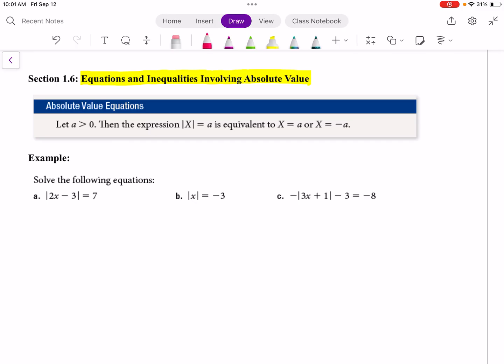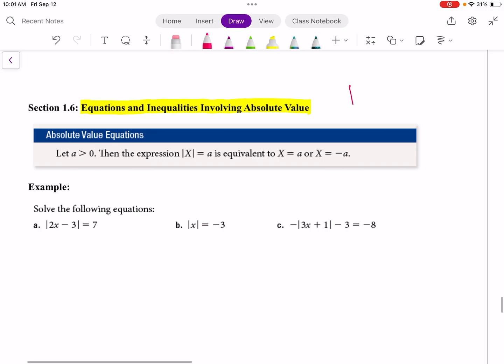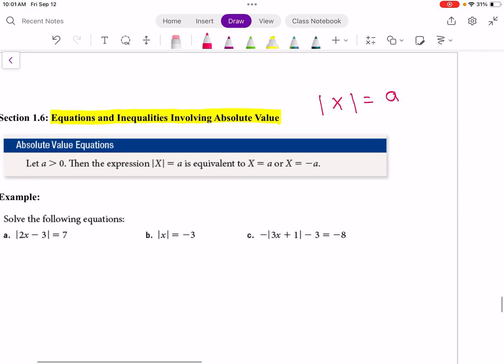So here we have an equation, absolute value of x equals a, where a is any positive number, greater than 0. So this is an absolute value equation, right? We have this absolute value expression, we have an equals sign, and this is an absolute value equation.